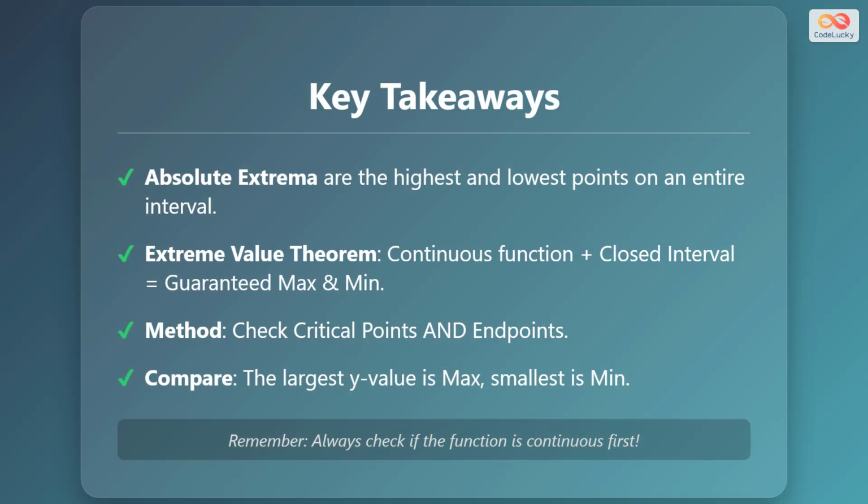To wrap up, remember that absolute extrema are the overall highest and lowest values. The Extreme Value Theorem guarantees they exist for continuous functions on closed intervals. To find them, just find your critical points, test them along with the endpoints, and compare the results.